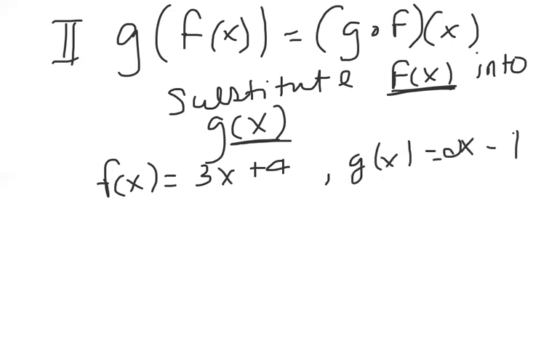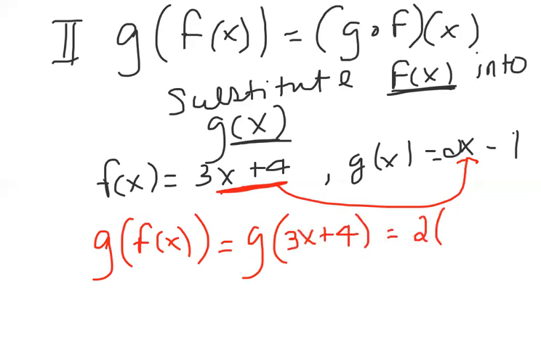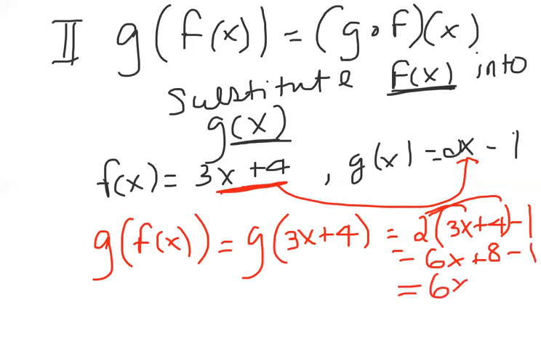So in this one right here, guys, I am going to take the f of x function, which is 3x plus 4. I am going to go into the g function and substitute that in there for g. So g of f of x, guys, will equal g of 3x plus 4. So I'm going to plug it into the g function. So I do 2 times 3x plus 4, and then minus 1. Now we're going to distribute the 2. So we get 6x plus 8 and then minus 1. Combine like terms, so you get 6x plus 7.